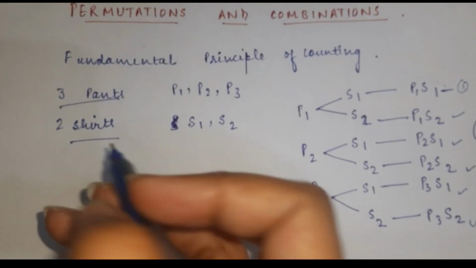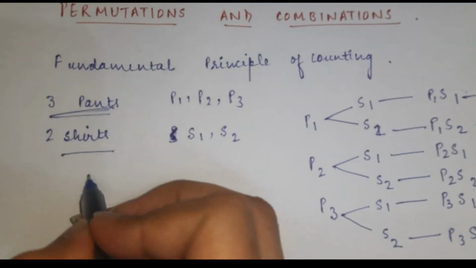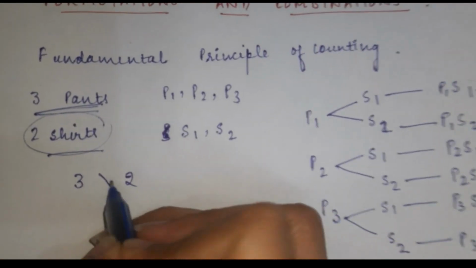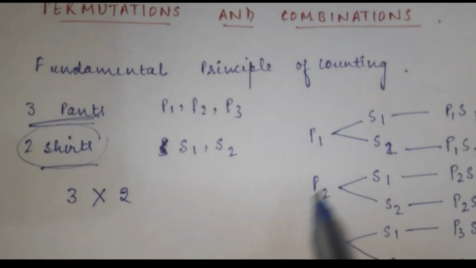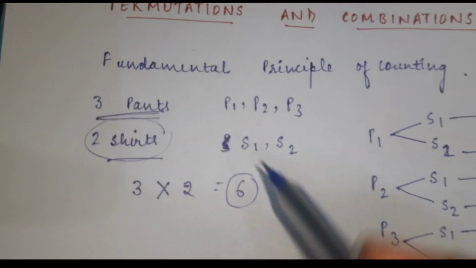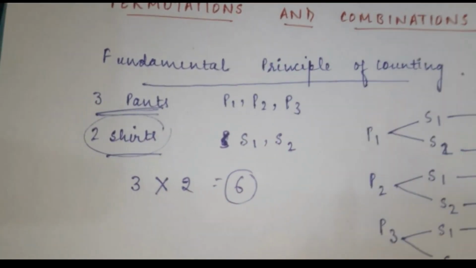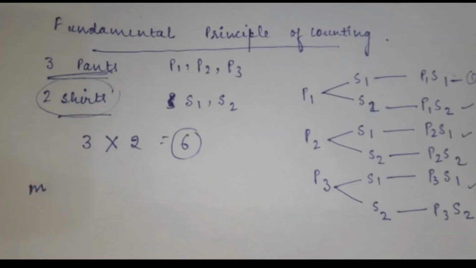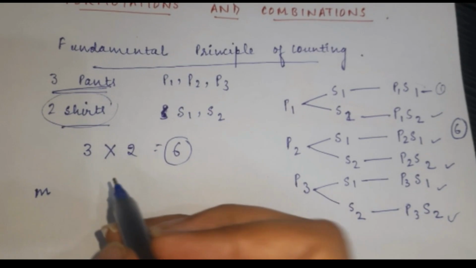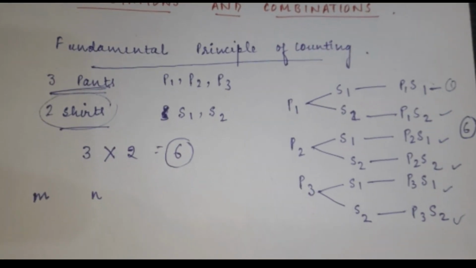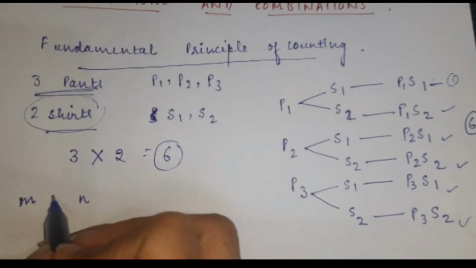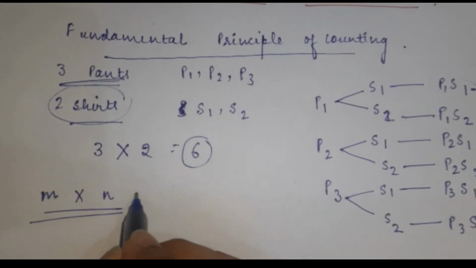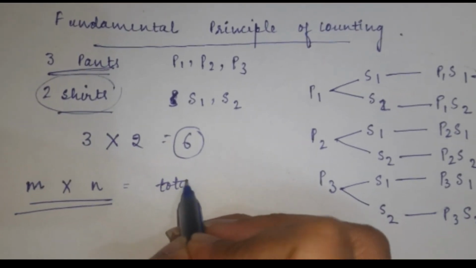So this can also be calculated as I have 3 pants available and 2 shirts available. So I'll simply multiply 3 by 2 and I'll get 6 pairs. So our fundamental principle of counting states that if an event can occur in m different ways, following which another event can occur in n different ways, then the total number of occurrences of these cases will be the product of m and n. So m cross n will be the total number of occurrences.